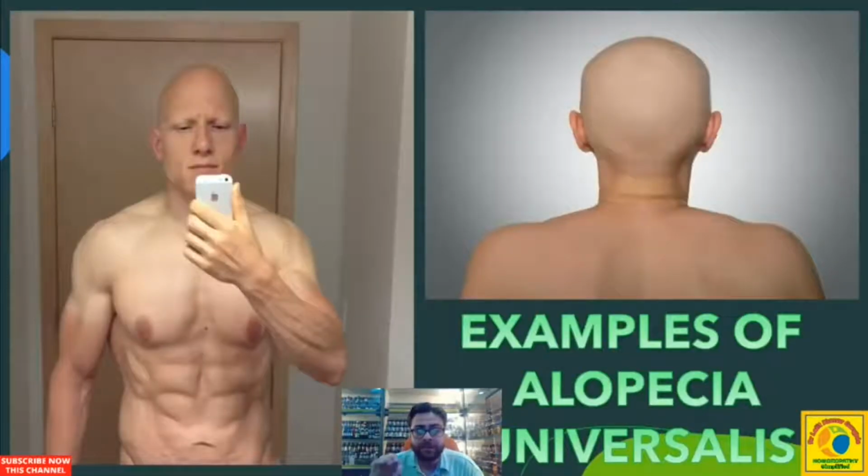Now here is the example of the alopecia universalis. You can see this person has lost his hair from each and every part of the body. He does not have the chest hair, he does not have the axillary hairs, he does not have hair on the head, he does not have the eyebrows, he does not have the mustache, he does not have the beard. So this is a very good example of alopecia universalis.